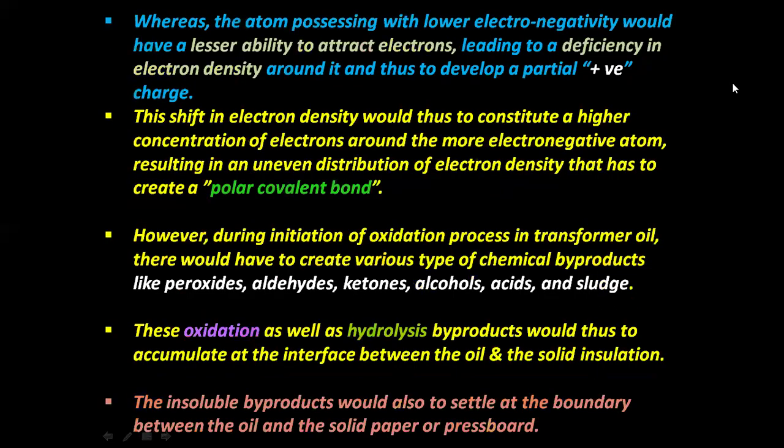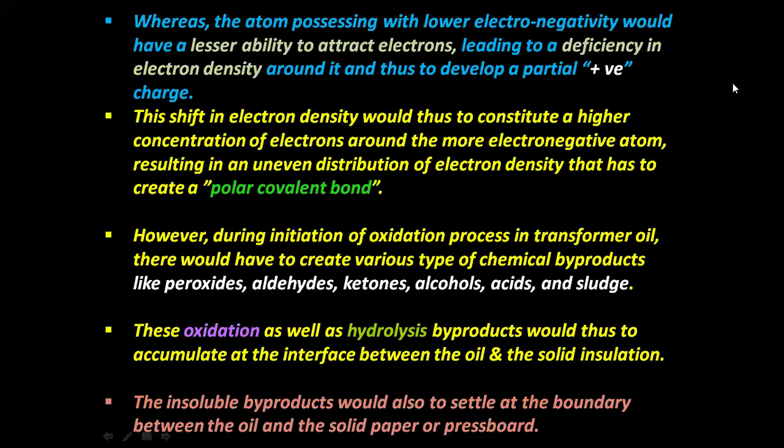Whereas the atom with lower electronegativity would have a lesser ability to attract electrons, leading to a deficiency in electron density around it and thus developing a partial positive charge. This shift in electron density would constitute a higher concentration of electrons around the more electronegative atom, resulting in an uneven distribution of electron density that creates a polar covalent bond.